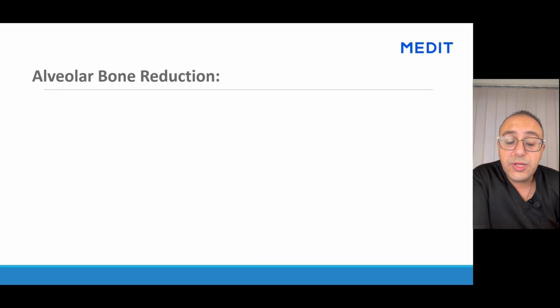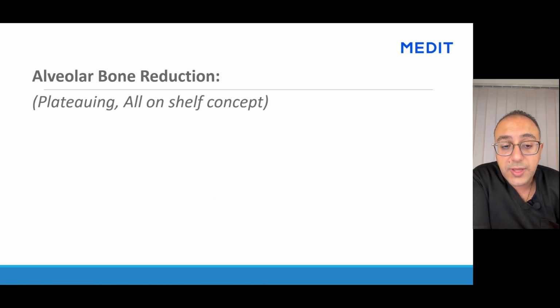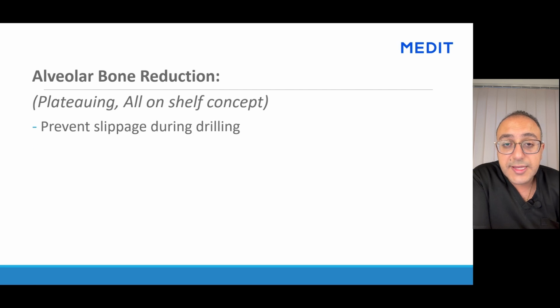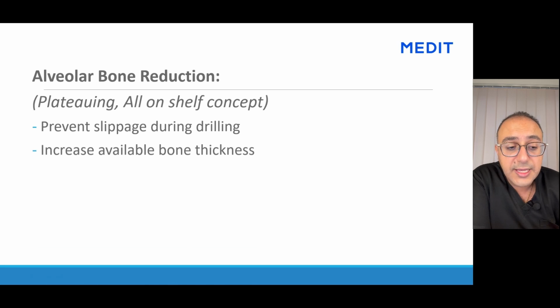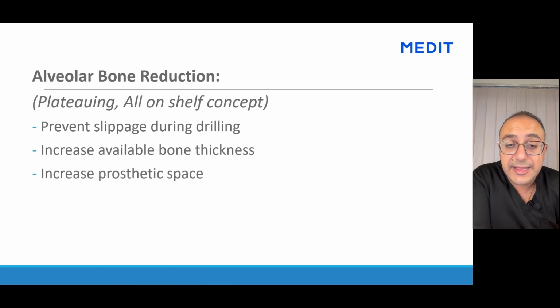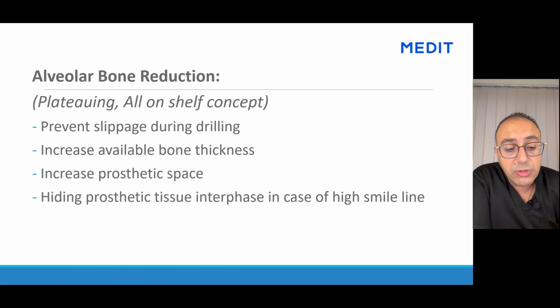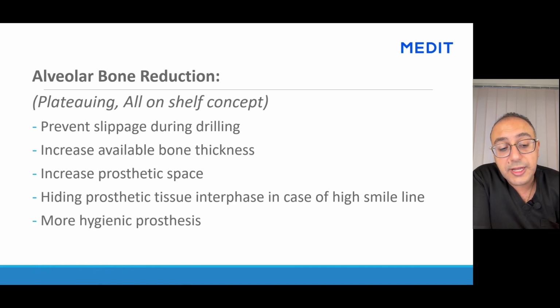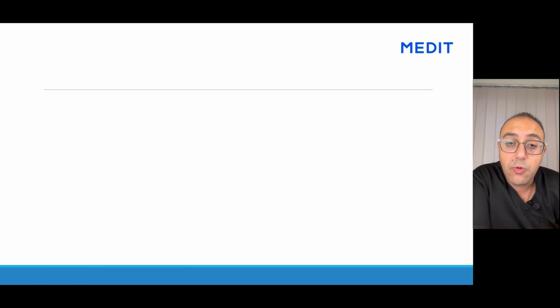So sometimes we need to do some alveolar bone reduction before putting the implants, which we call also plateauing or all-on-shelf concept. This reduction helps you prevent slippage during drilling for the implants. It also increases the available bone thickness for putting the implants and increases the prosthetic space between the two arches, so you can work FP3 without any compromise. And also it helps hiding the prosthetic tissue interface in case of high smile line. And finally, it has a prosthesis that is more hygienic.